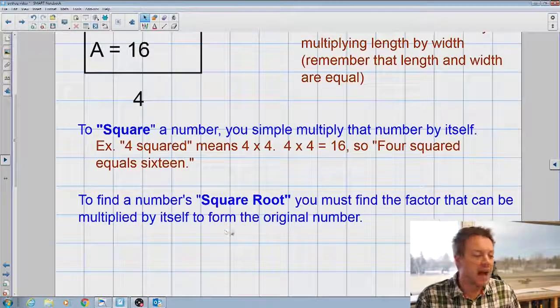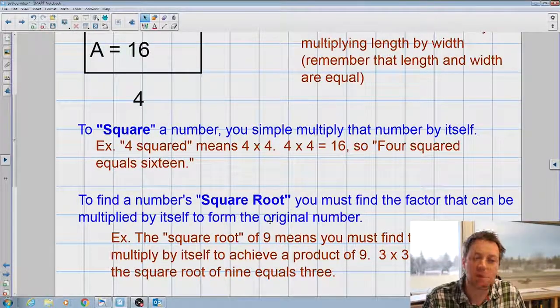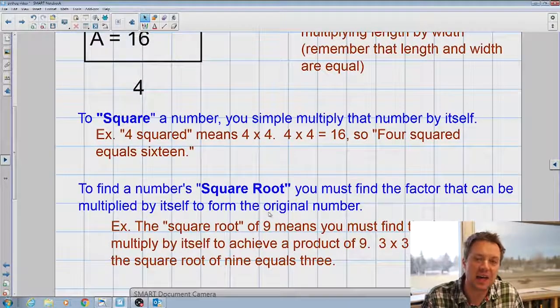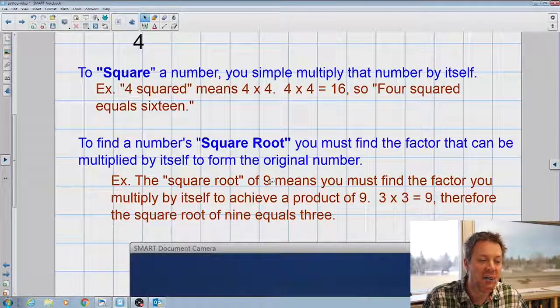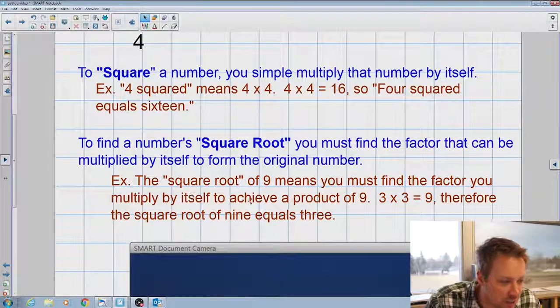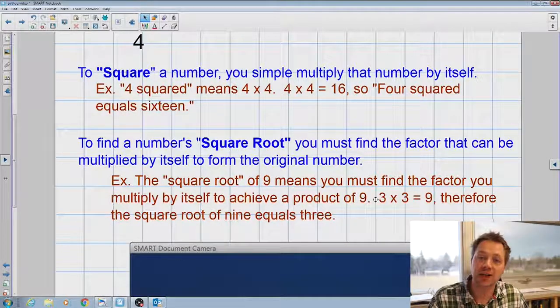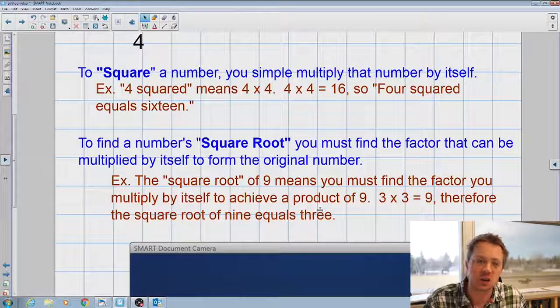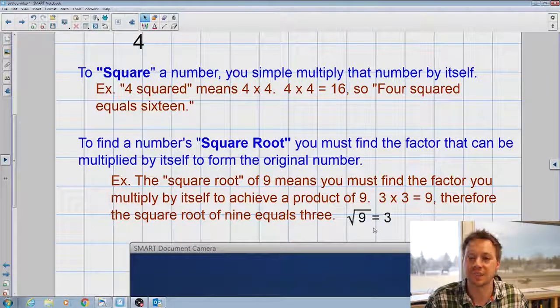Now to go backwards from that, to find a number's square root, what you're looking for is a factor that can be multiplied by itself to form that original number. So for the example, if I'm asking for the square root of 9, that means you need to find the factor that you multiply by itself to produce 9, or to make 9 as a product. So we all know that 3 times 3 equals 9, and therefore the square root of 9 is equal to 3. And we write that with a little square root sign, 9 underneath, and that equals 3. Basically, we know that 3 is the factor you multiply by itself to make 9, and that's the definition of a square root.